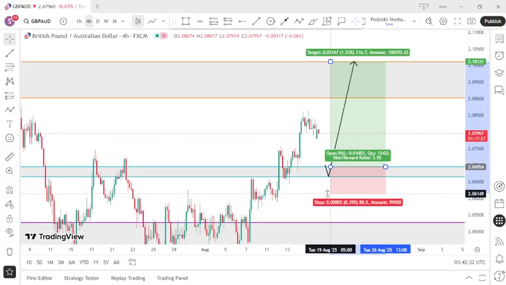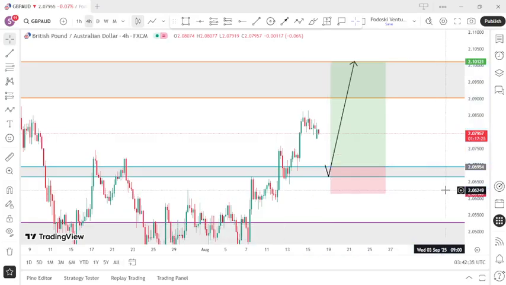Get your account ready. When the setup is ready, we all will take it together. So that's it on GBPAUD. Let's move on to the next pair.